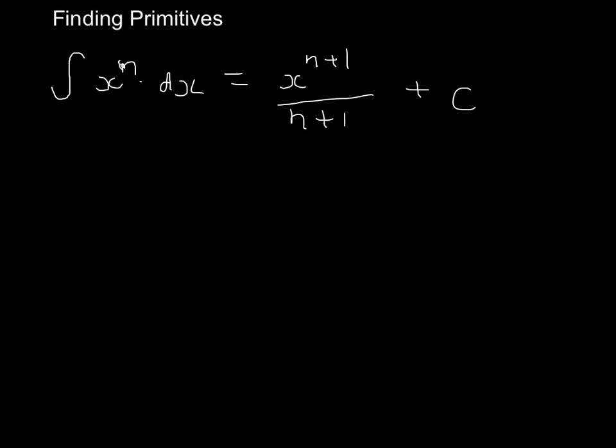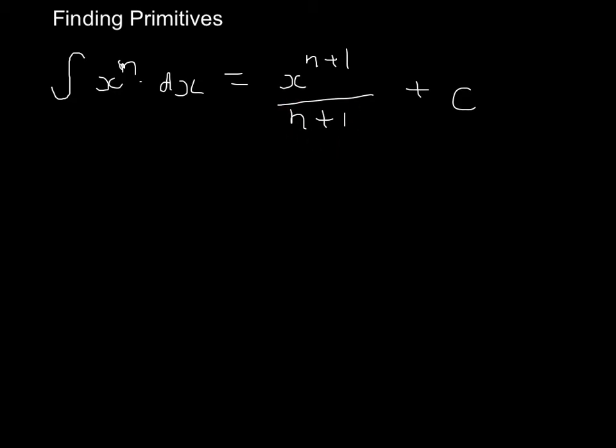So if you have the sum of the areas here of x to the n dx, the primitive of that, which we then have to sub the numbers in once we have them, is x to the n plus 1 over n plus 1 plus c, which we'll talk about in a minute. So it's the opposite of differentiation. You're adding 1 to the index and you're dividing by that number.